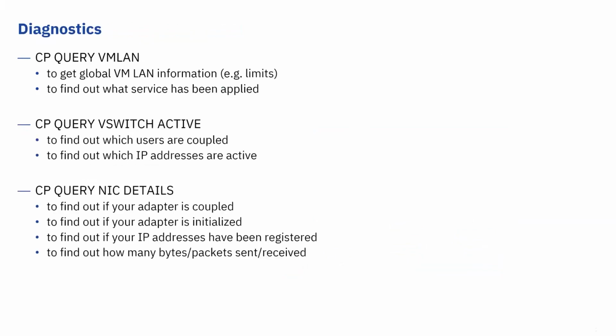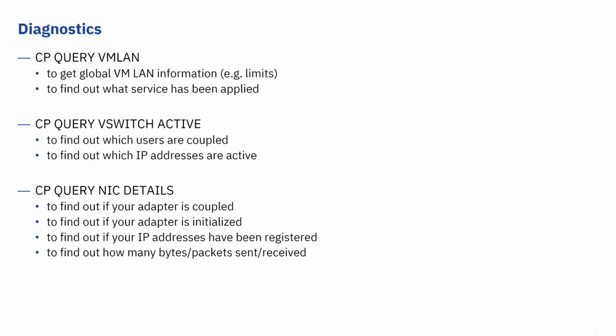Now let's talk about diagnostics. The next couple of pages will be valuable, probably more valuable than a lot of the other stuff we've talked about, frankly. So first of all, you're going to need some commands. Query VMLAN, so that you can find out some stuff at the system level. You can even find out what service has been applied. We put a little breadcrumb there that goes with some information on the website that you can use to figure out, well, what service do I have on my vSwitch? Query vSwitch active, or you can just do a query vSwitch details if you wanted to.